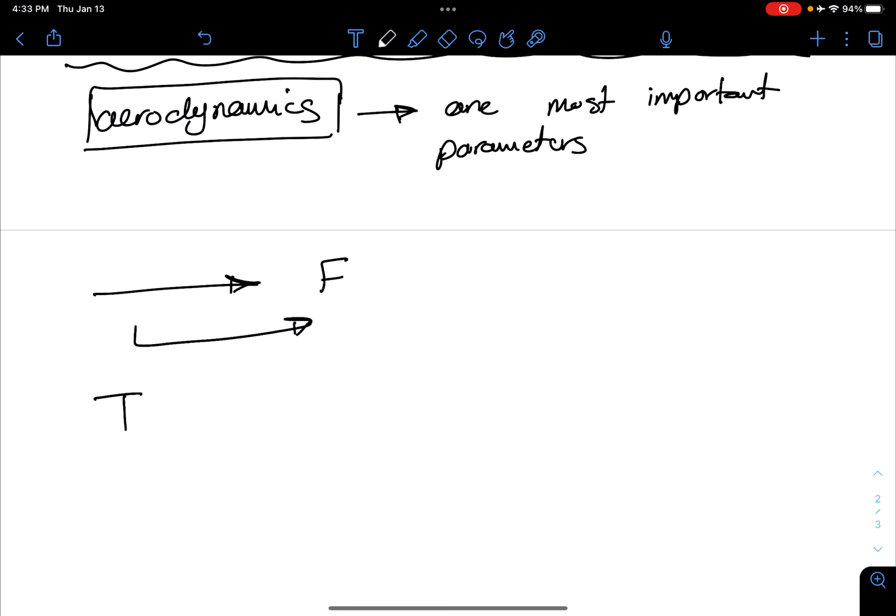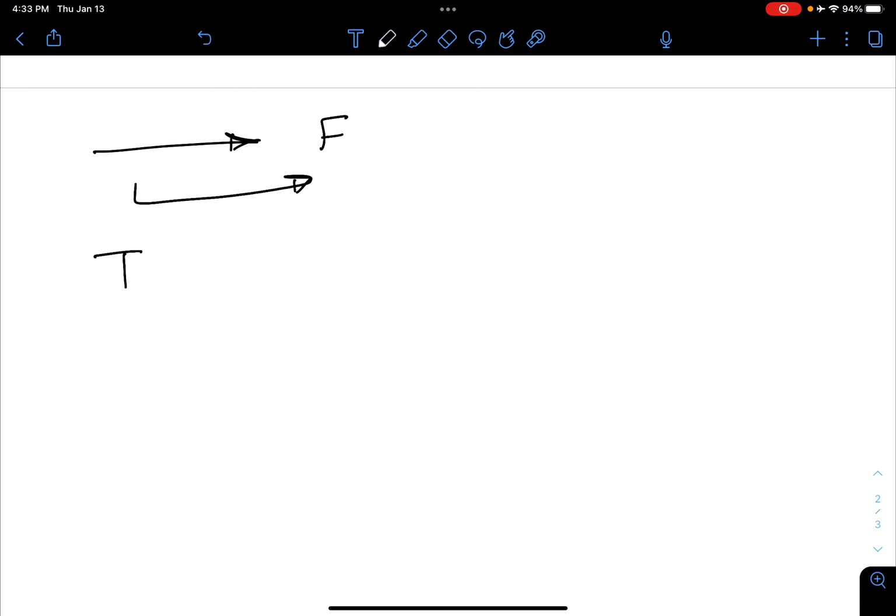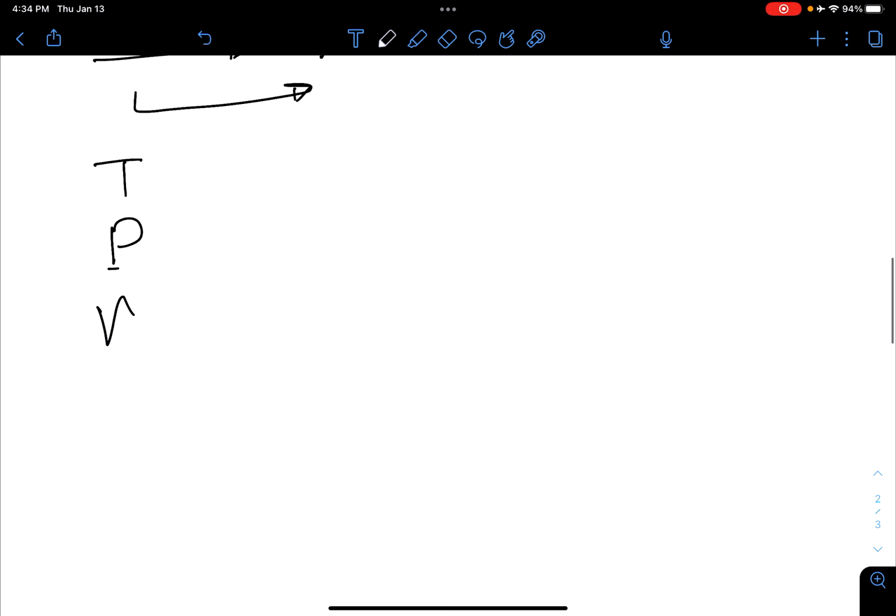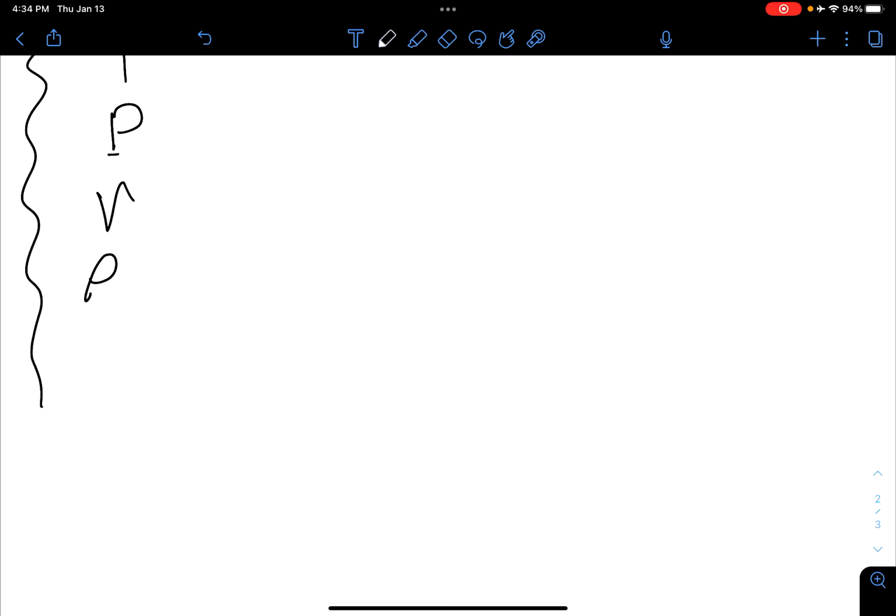Temperature. What else? Pressure. What else? Velocity. Velocity of your plane or velocity of air. What else? Density. Density, exactly. Mass. We are dealing with density, so density, mass. Density is the specific mass, right? Volumetric mass.